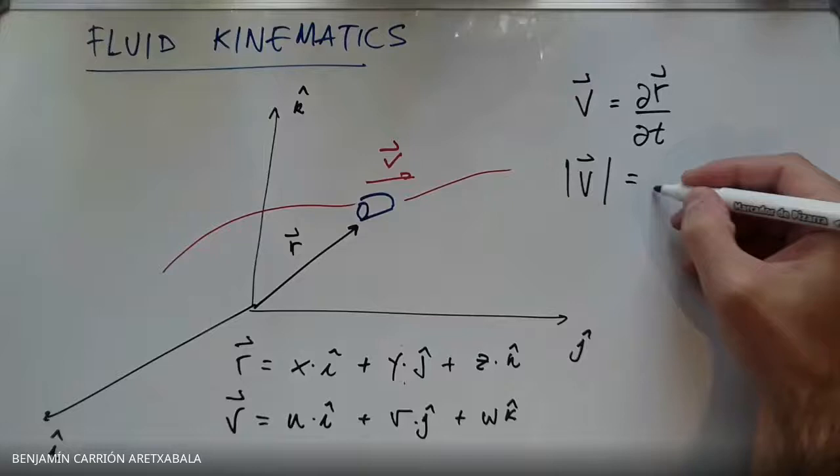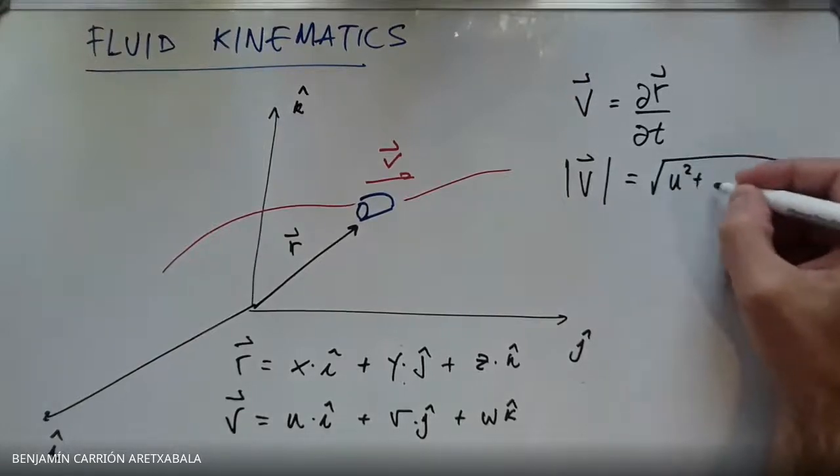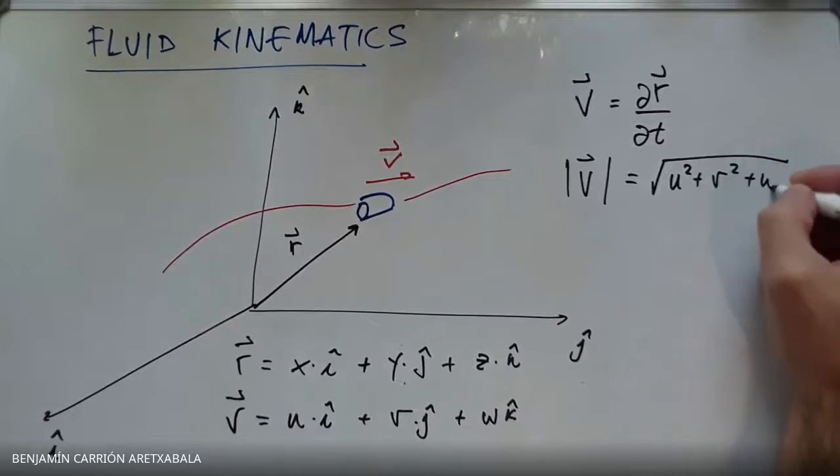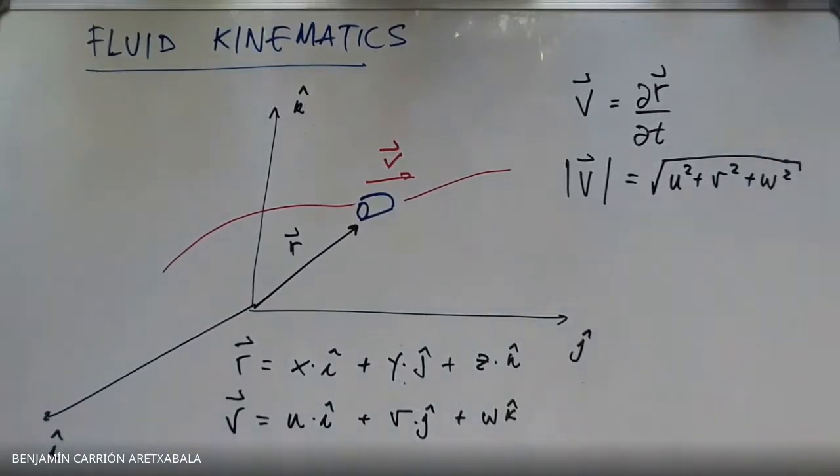All right. So basically, u is going to be the derivative of x, v is going to be the derivative of y, w is going to be the derivative of z. And the magnitude of v is going to be the magnitude of each of these components. So it's going to be the square root of u squared plus v squared plus w squared. Okay, this is just trigonometry. It's pretty standard, right?